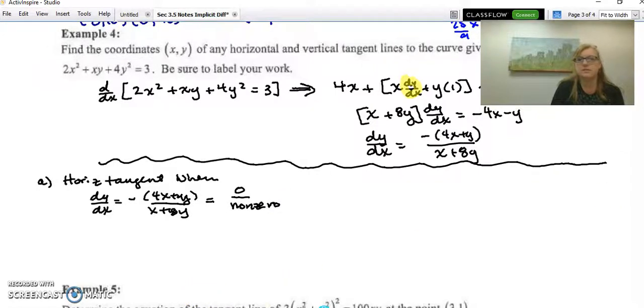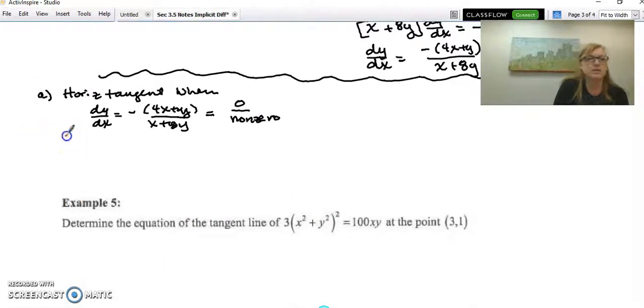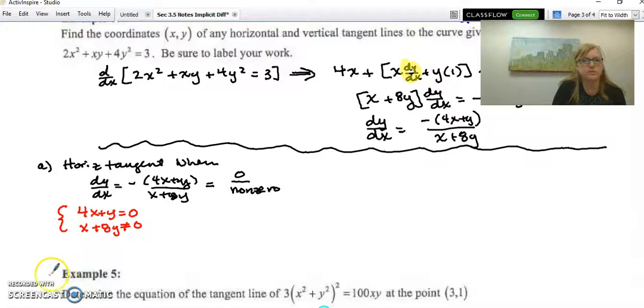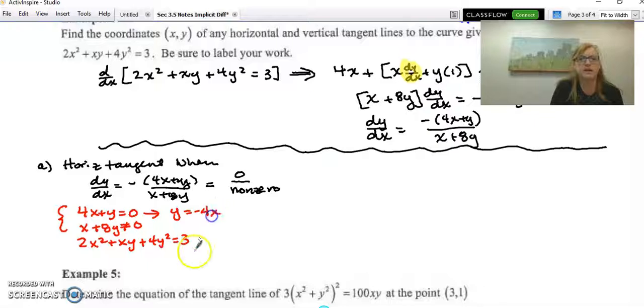And we say, what's our system that we're going to be doing here? Our system that we're going to be solving is going to be 4x plus y equal to 0. x plus 8y does not equal 0. And then our original equation, we'll bring that down, 2x squared plus xy plus 4y squared equals 3. So that's the system that we're going to solve. So I would do a substitution. So y equals negative 4x, and we will plug that in.